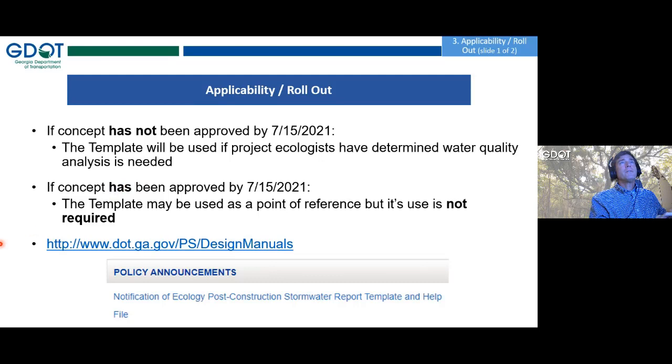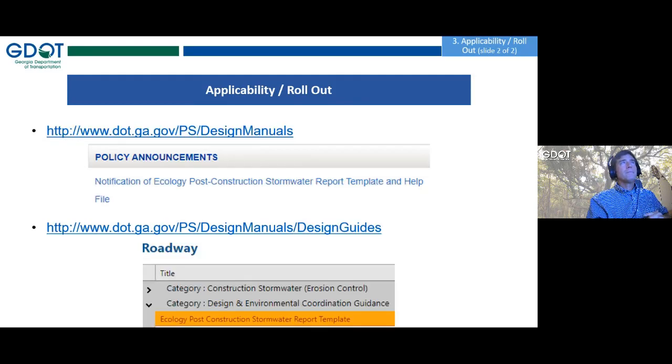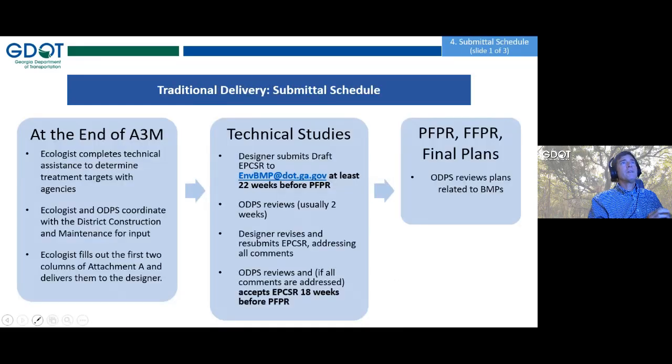All right, next slide, please. This is telling you where to find the notification memo. You go to Roads, Design Manuals, Policy Announcements. To find the Ecology post-construction stormwater template, the help file, go to Roads, Design Guides, Roadway, and there you see the section Roadway, and then in the category, go to Design and Environmental Coordination Guidance. And next slide, please. Thank you.